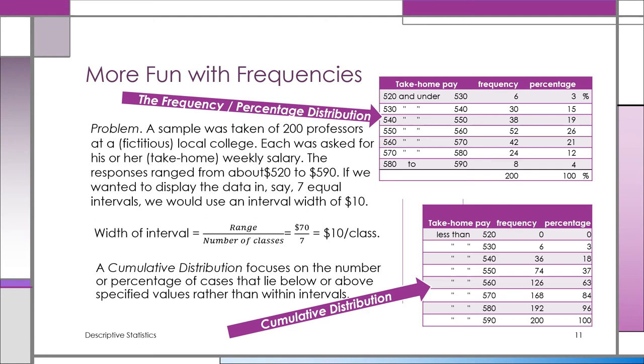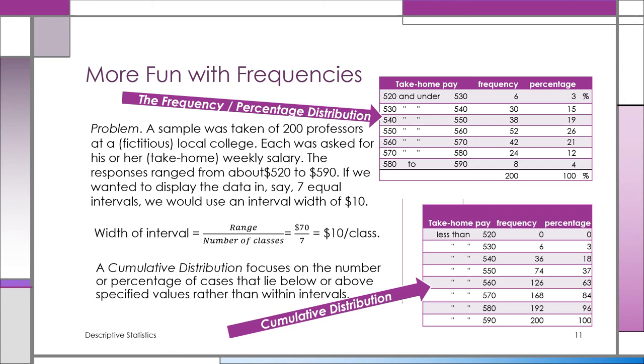So you can see the categories: 520 and under 530. There were six of those. So we don't have individual values, but we don't need them in this case. And 6 out of 200 is 3, so that's 3% of the total. And that goes all the way through. You have the seven categories, you have the intervals, the frequency, and the percentage. That's the frequency and percentage distribution in the top chart.